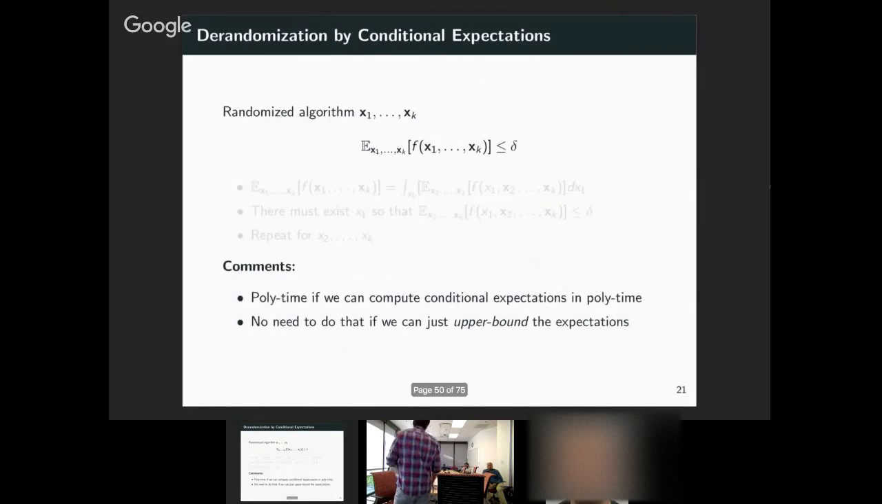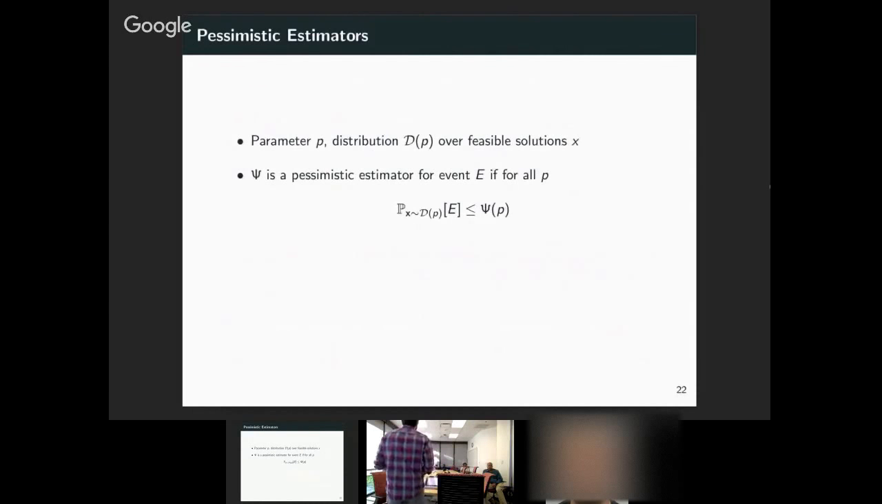Of course, this is only going to run efficiently if we can compute these conditional expectations efficiently, which is typically not the case. If you think about these Bernoulli random variables or Rademachers, you'll have an exponential number of realizations. However, there is no need to do this if we can properly upper bound these expectations. And this leads us to the idea of pessimistic estimators. The idea here is that there's some parameter space P, and for each of these parameters, there's an associated distribution, D_P. And we will say psi is a pessimistic estimator if, for any possible distribution D_P, the probability of the event we care about is upper bounded by this psi function.